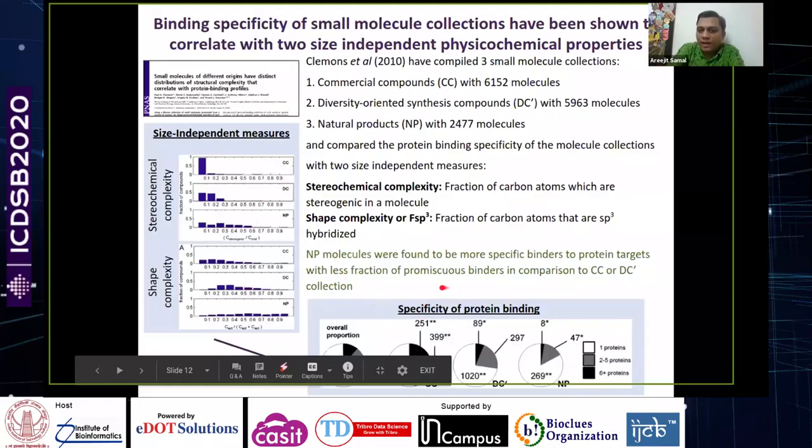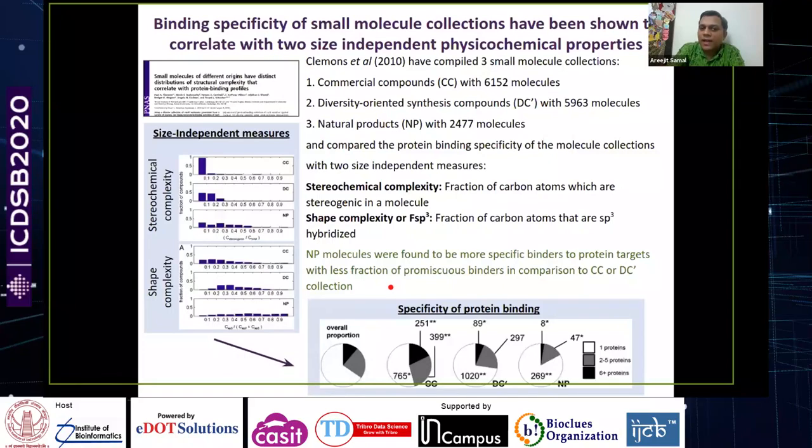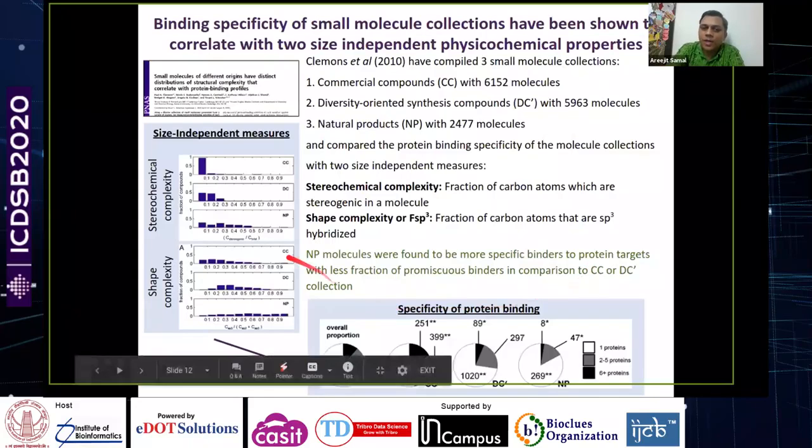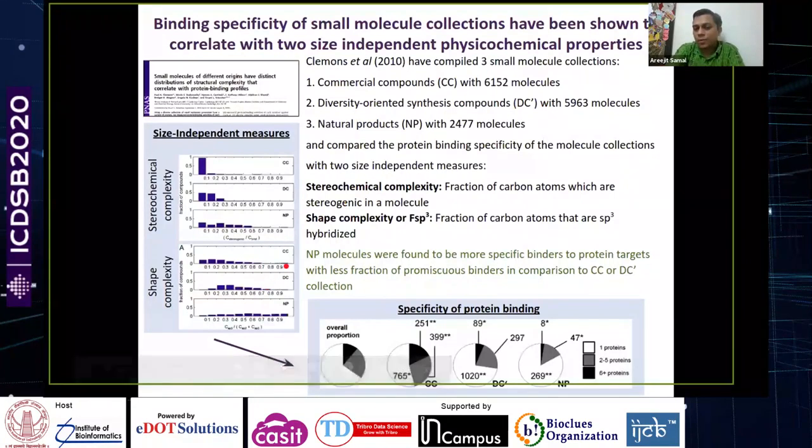And what they find, and I'll try to summarize in one line, is that natural products typically are very specific binders to protein targets. That is, they find that a natural product will bind to only one protein or two at best, but commercial compounds and diversity-oriented synthesis compounds can be promiscuous and can bind to many proteins. What this means is that if you design a drug molecule potentially around a natural product, it's likely to be highly specific, and it won't have side effects because it will bind to the intended target, but will not bind to other targets which may lead to side effects.